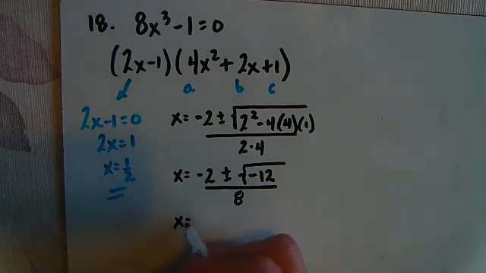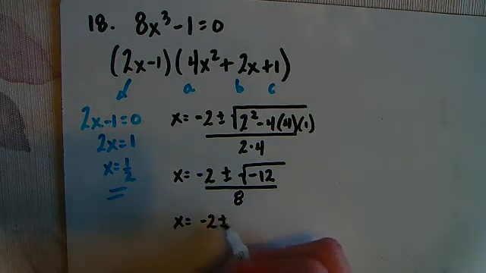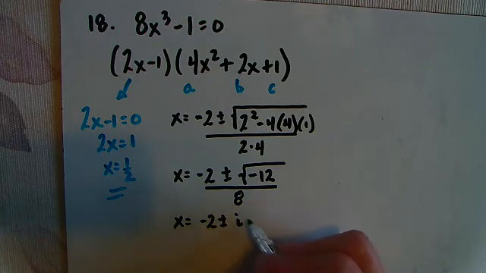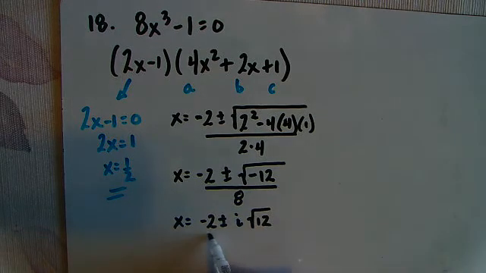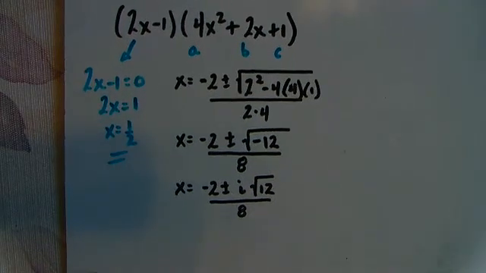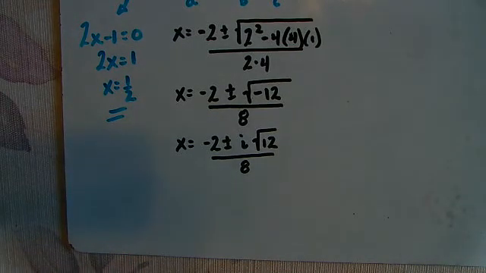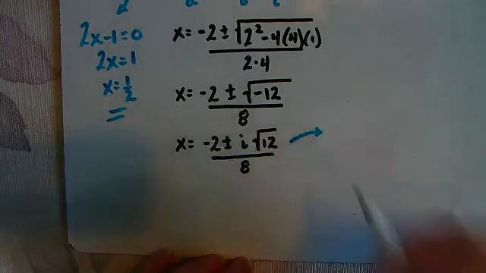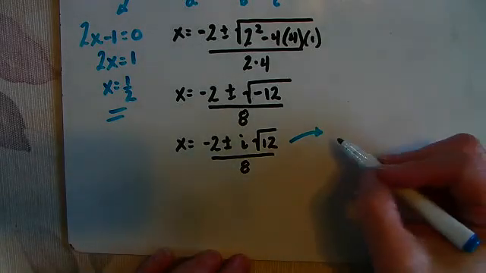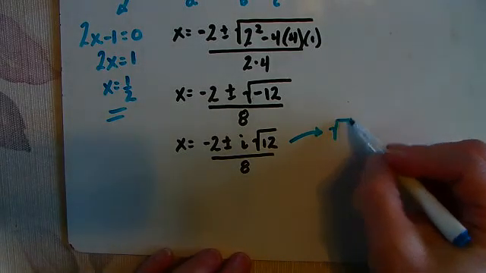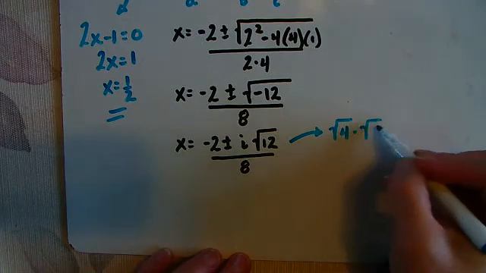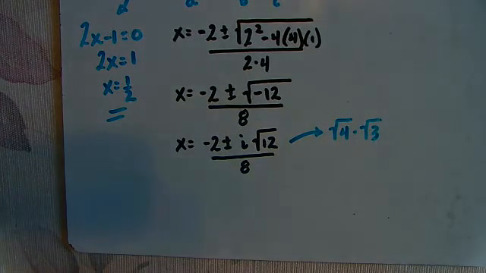So we're going to leave our -2 there, plus or minus. I'm going to bring out the i. Then I would have the 12 underneath, and the denominator is 8. Now again, this one, 12 is a pretty small number. I do believe or hope we would know some perfect squares in 12. When I think of 12 and perfect squares, I think of 4 times 3. 4 times 3 is 12.